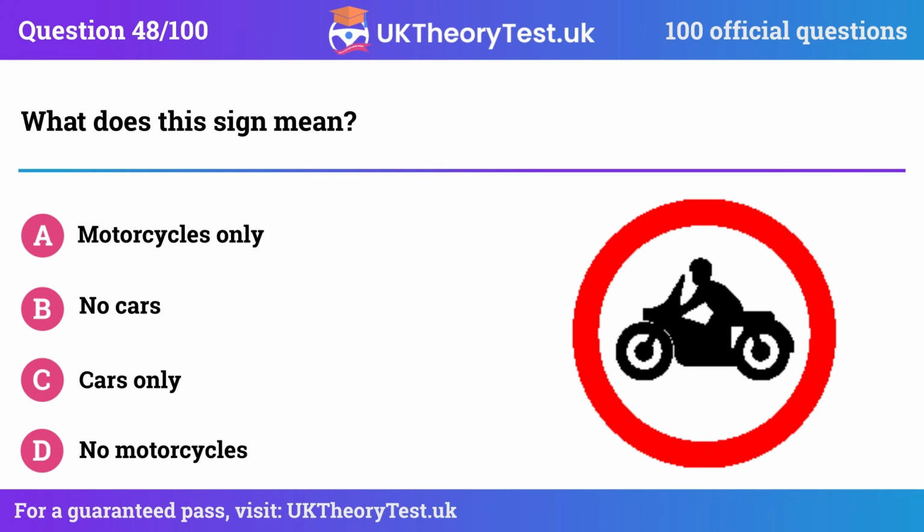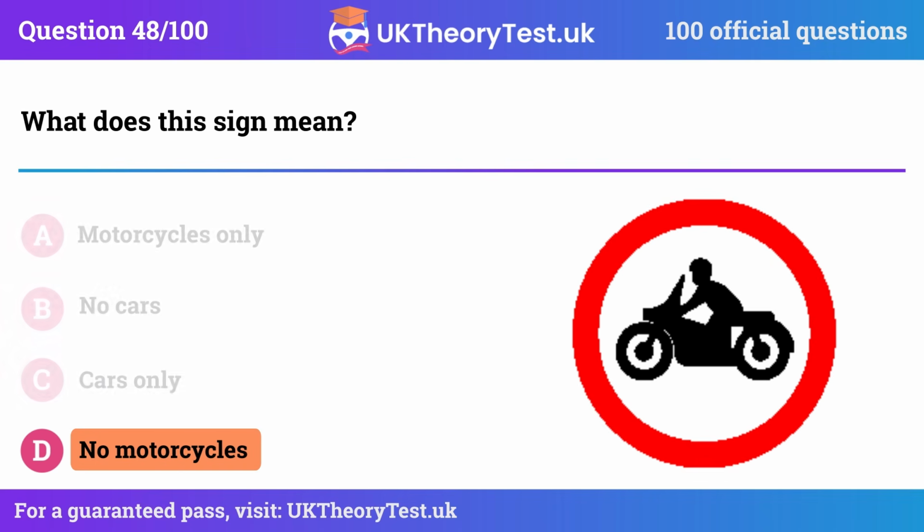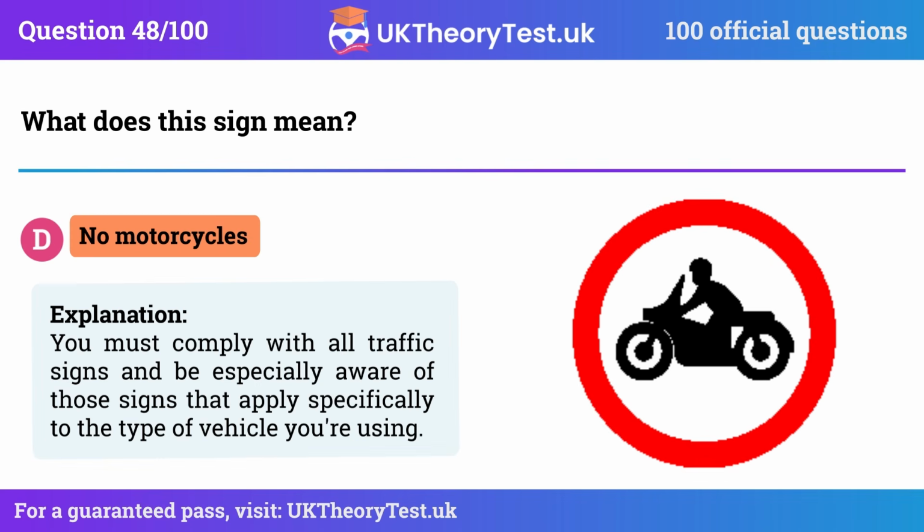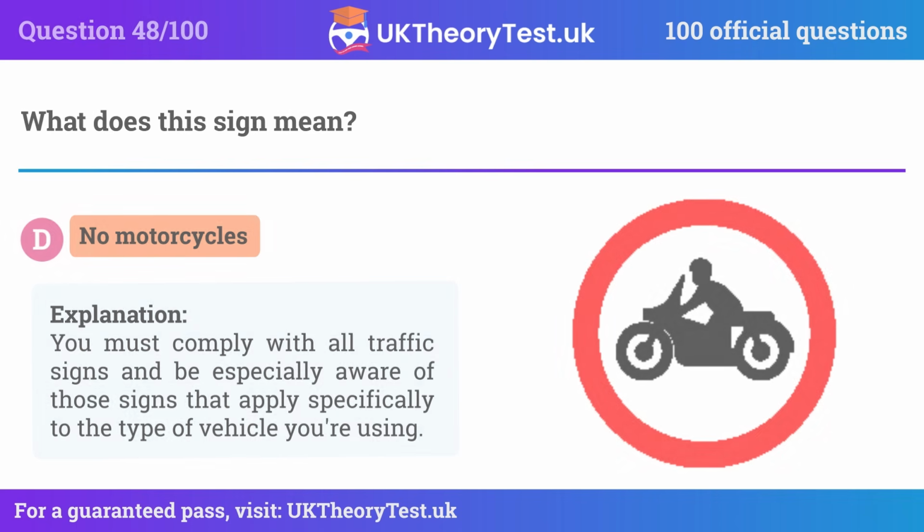The correct answer is D. No motorcycles. Explanation. You must comply with all traffic signs and be especially aware of those signs that apply specifically to the type of vehicle you're using.